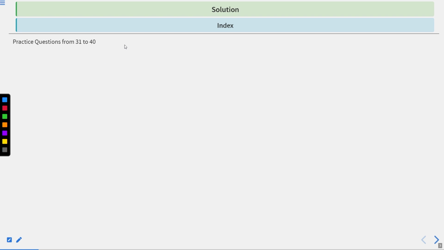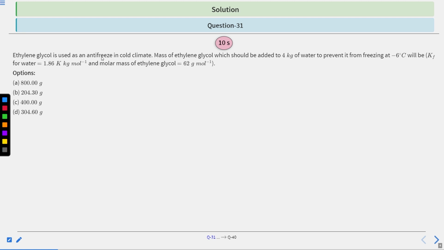This is our index slide, and we are going to see today's practice questions from question 31 to question number 40. Let's start with question number 31.